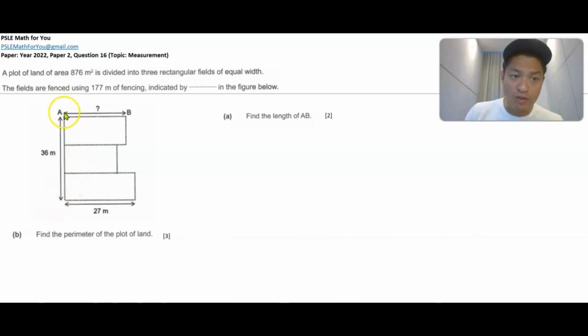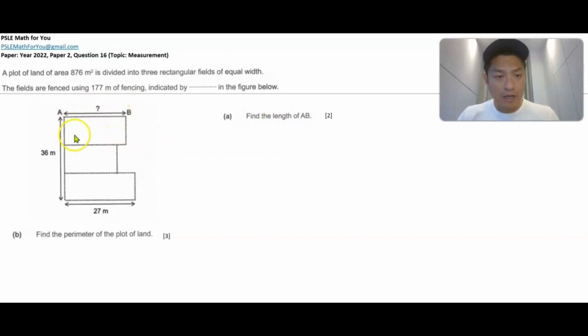And all 3 of them add up to 36 meters. Therefore, the width of each rectangle is 36 divided by 3, which is 12 meters, right? Now, the fields are fenced using 177 meters of fencing. So all the dotted lines, if you add them all up together, will give you 177 meters. The first task is to find the length of AB.